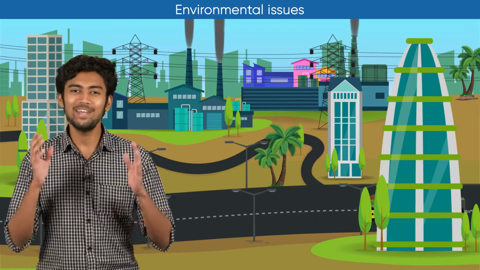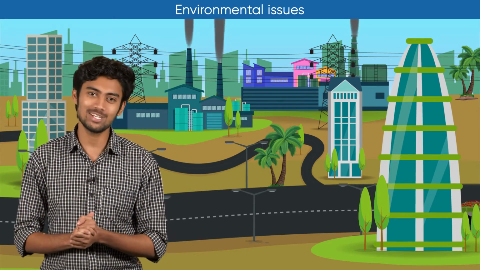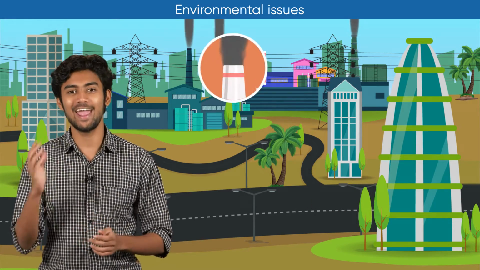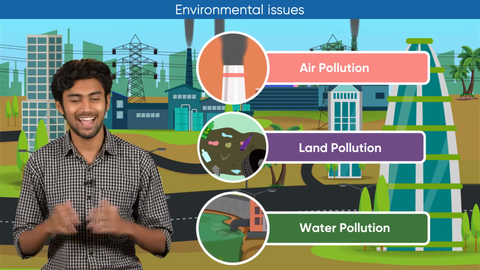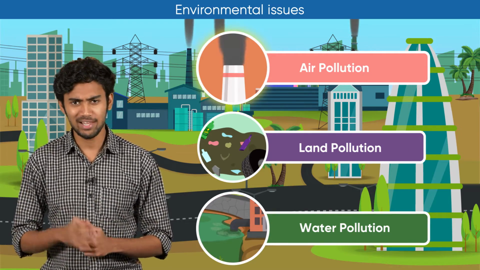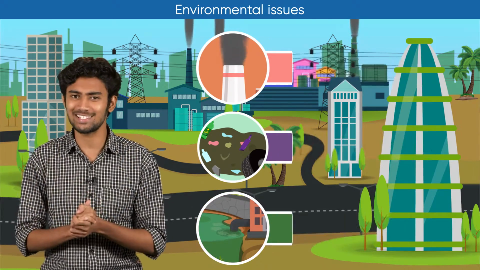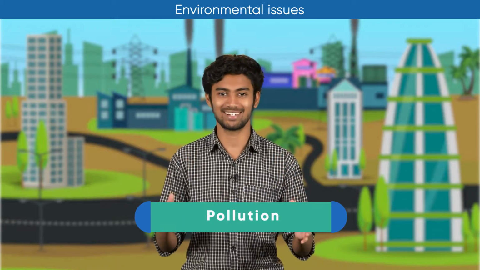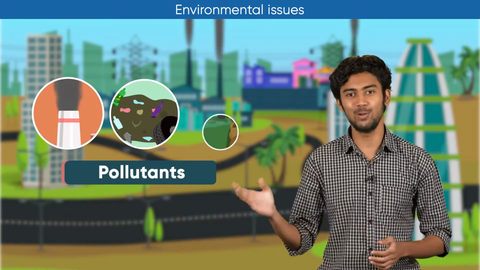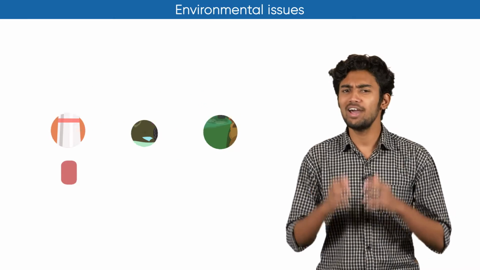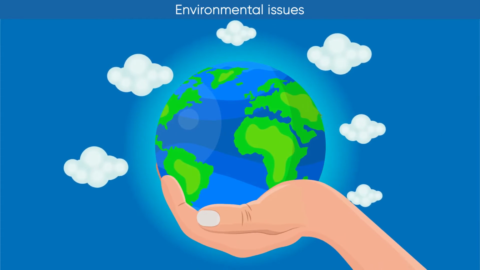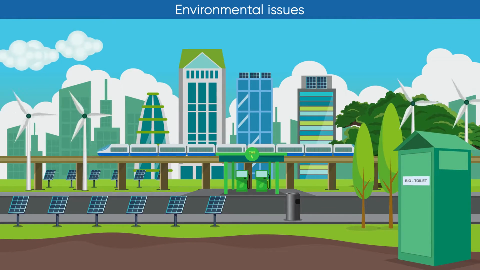As a result, many unfavorable changes were noticed in the natural elements like air, land, water, etc. This chemical, physical, or biological change is called pollution. Agents which cause pollution are called pollutants. So, it is a duty to save our Mother Earth without affecting our development process.